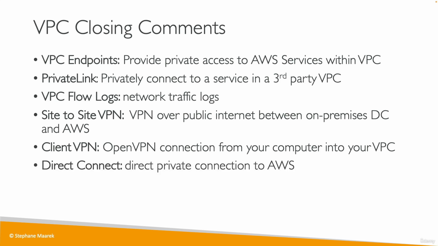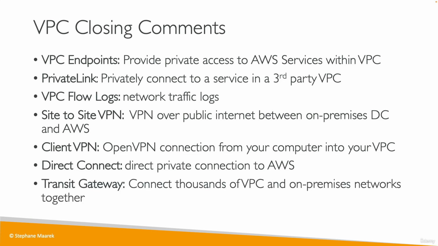Now, if you wanted to establish a very private and direct connection between AWS and your data center, you would use Direct Connect. And if you want to connect everything together, including thousands of VPCs, on-premises networks, site-to-site VPN, Direct Connect, and so on, then you would use a transit gateway.